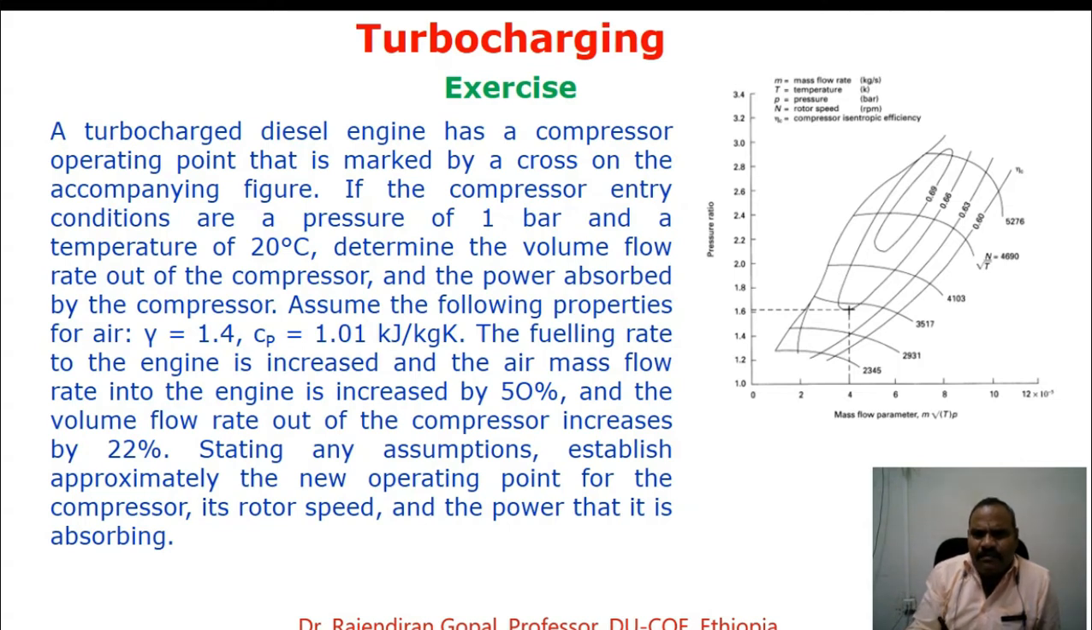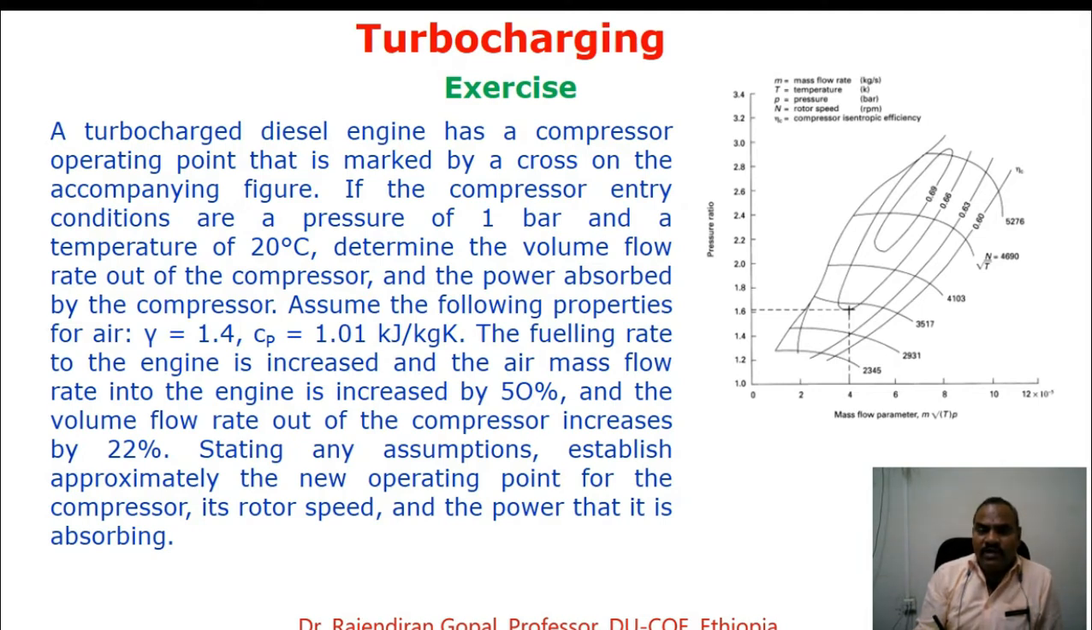accompanying figure. If the compressor entry conditions are a pressure of 1 bar and a temperature of 20 degrees centigrade, determine the volume flow rate of the compressor and the power absorbed by the compressor. Assuming the following properties for air, gamma is equal to 1.4, Cp is equal to 1.01 kJ per kg Kelvin.